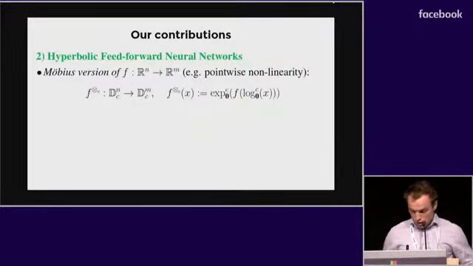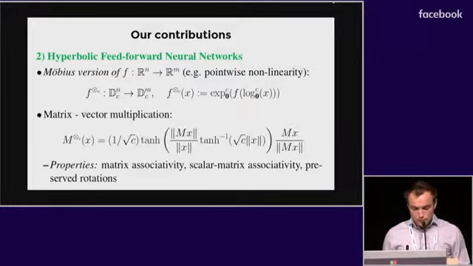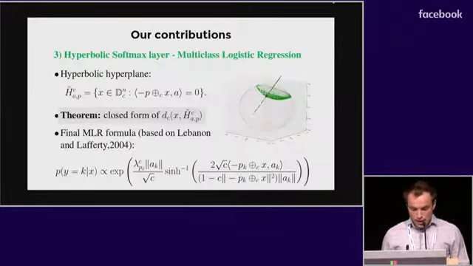The second contribution is to generalize feed-forward neural networks to the hyperbolic geometry. We do this in 2 steps. First, we generalize point-wise nonlinearities via this formula. And second, we generalize matrix vector multiplication. These tools have important properties, for example, matrix associativity. The third contribution is to generalize multi-class logistic regression, or the softmax layer.